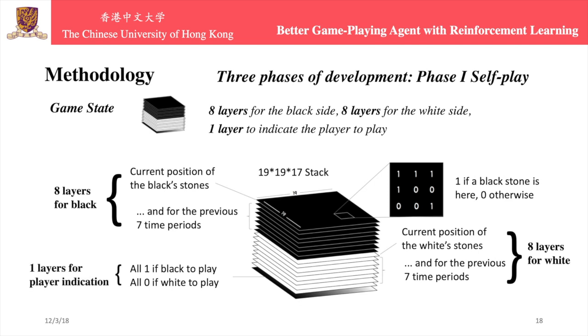Each layer is 19 by 19, and if there is a stone on the position for black, on the first layer we will put a 1 there, if not we will put a 0, and we will do similar things for the white 8 layers. And for the last layer, if it is black's turn to play, we will put all 1s on this layer, and if it's white, we will put all 0s.